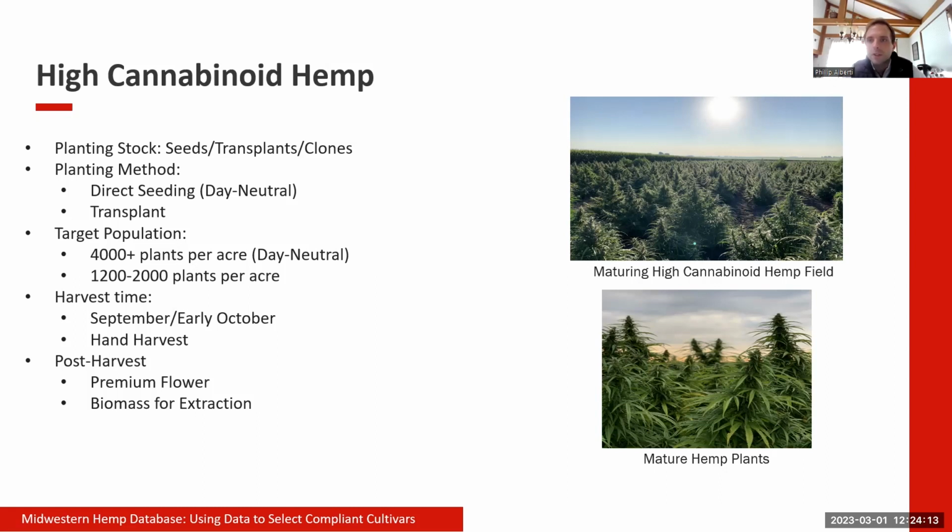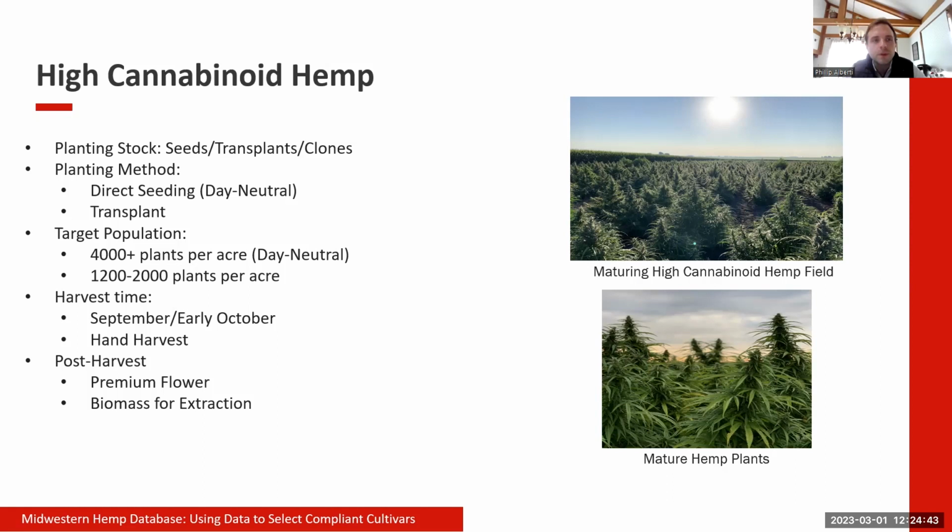This is typically how it's done for outdoor production, where we are looking at transplants and clones as the primary form of establishment, and some day-neutral varieties that are produced more like a row crop. They may be planted from seed, but typically we're talking about transplants or clones on about 6 feet row spacing, anywhere from 4 to 6 feet typically. So this is a lower planting density, and we're looking at larger individual plants.